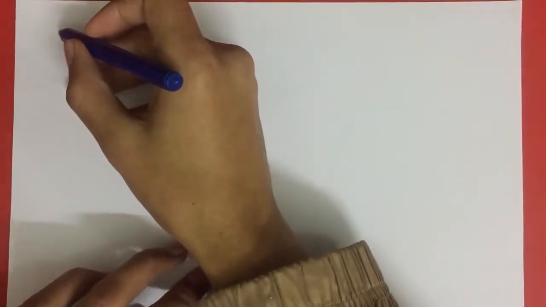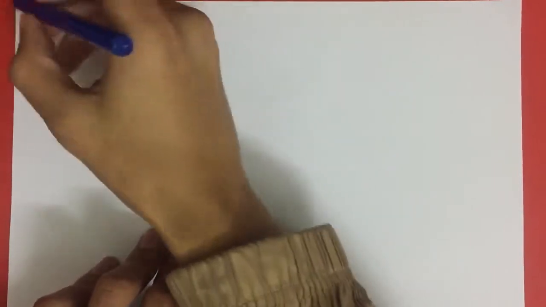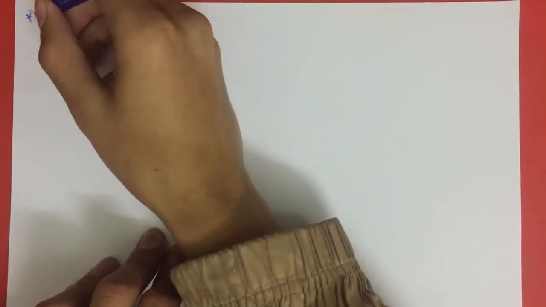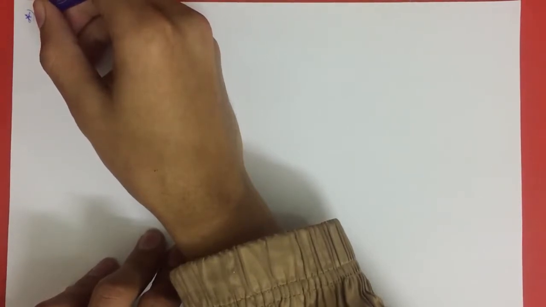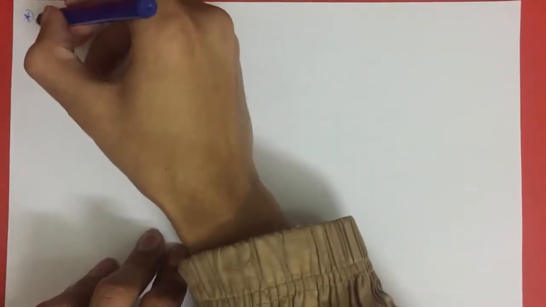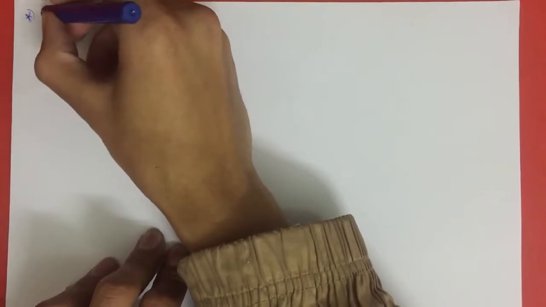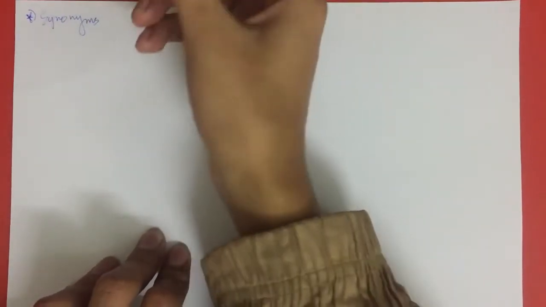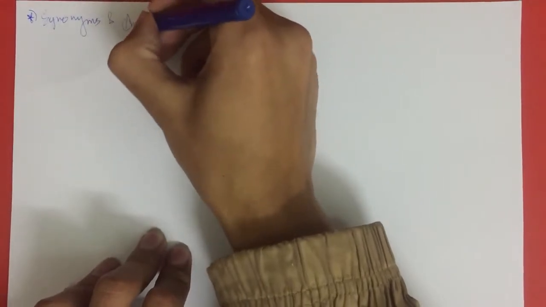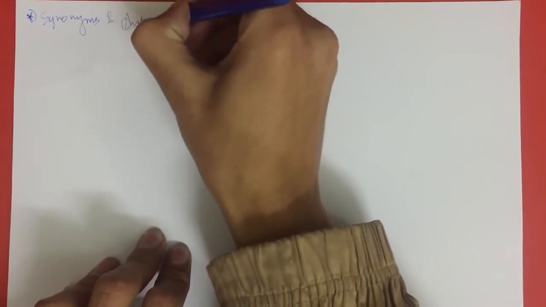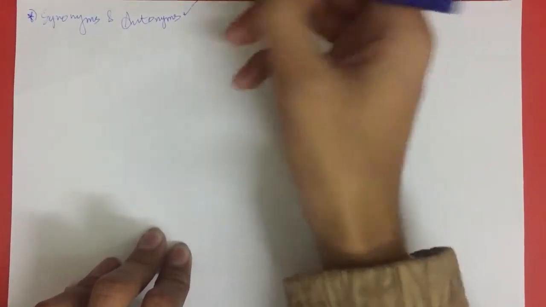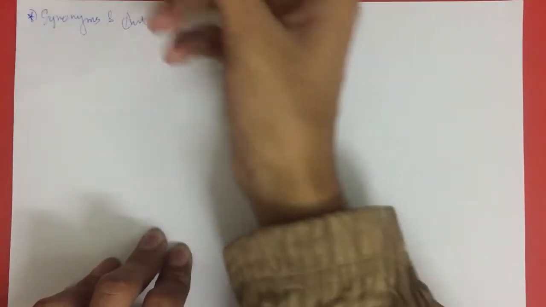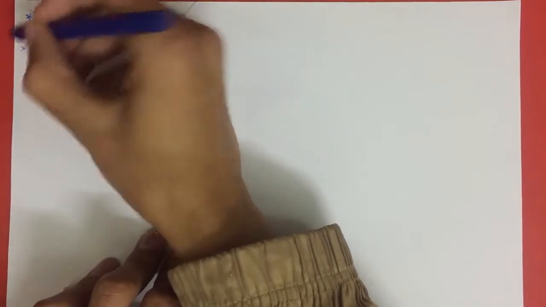So today, what we learned at the university, in the first period, was about functional English. What we learned in that was about synonyms and antonyms. I'm going to explain what these two are, what they mean, how they are similar, how they differ, that kind of stuff.